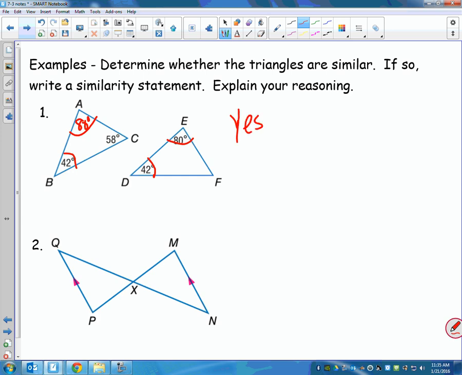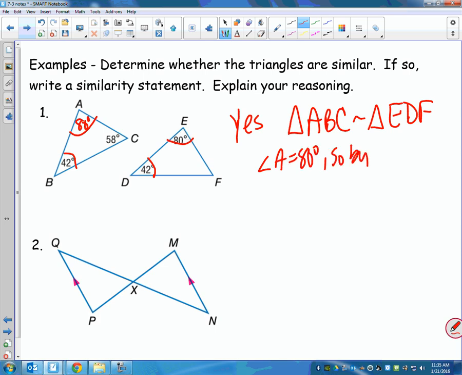So if I said triangle ABC, what would I have to say that's similar to? E, B. Remember, order matters. Explain your reasoning. You would want to say, I would just say angle A equals 80 degrees. So by angle, what was that called? Angle.